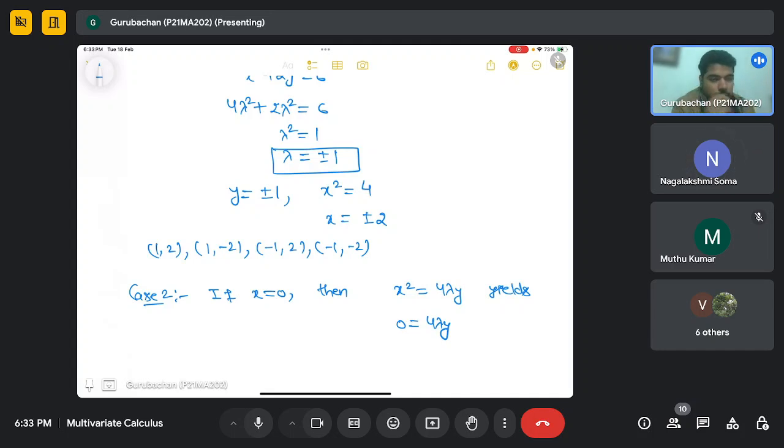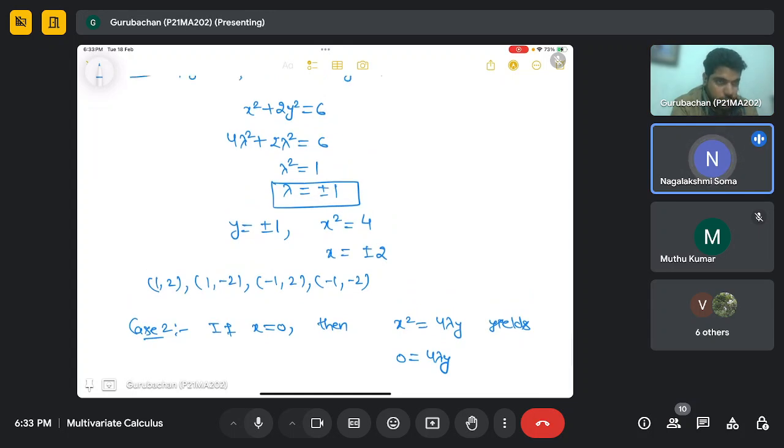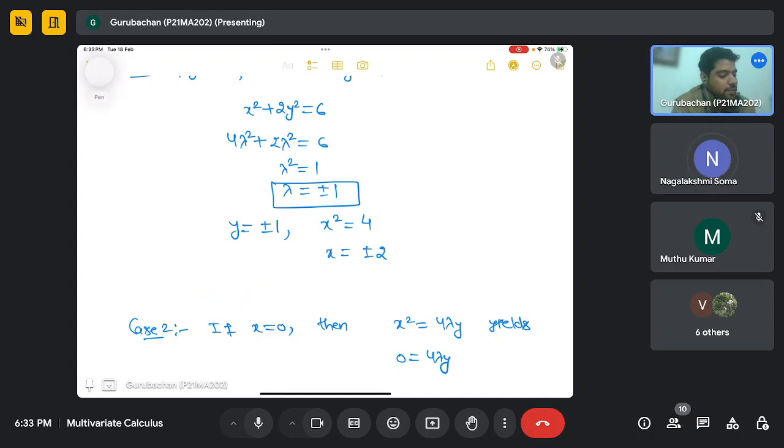Can you speak a little louder? X values are plus or minus 2 and y values are plus or minus 1. So points are 2, 1; minus 2, 1; 2, minus 1; minus 2, minus 1. So I have written all the 4 points. Is there any question? X is plus or minus 2, y is plus or minus 1. Okay, I shifted them. Yeah, thank you so much. So it will be 2, 1 and 2, minus 1, and minus 2, 1 and minus 2, minus 1.